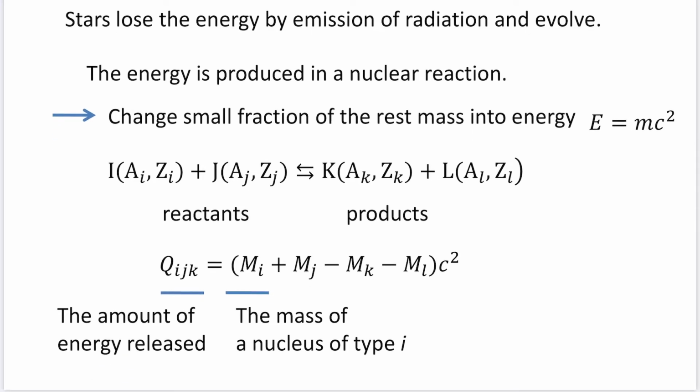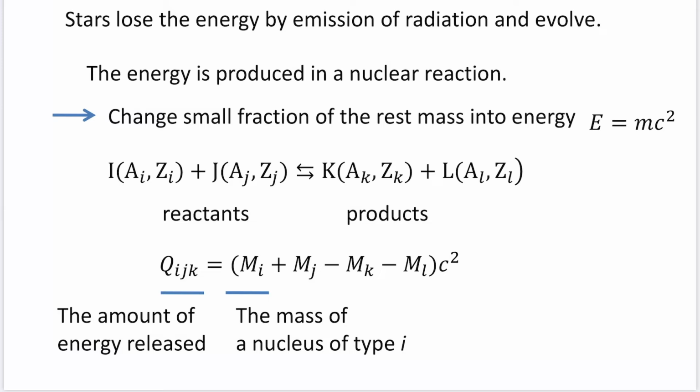I and J are the reactants. I reacts with J to produce the two products K and L. Reactant I has a mass number of A sub I and a charge number of Z sub I. Reactant J has a mass number A sub J and a charge number Z sub J. They react to produce the product K, with A sub K and Z sub K, and L, with A sub L and Z sub L.